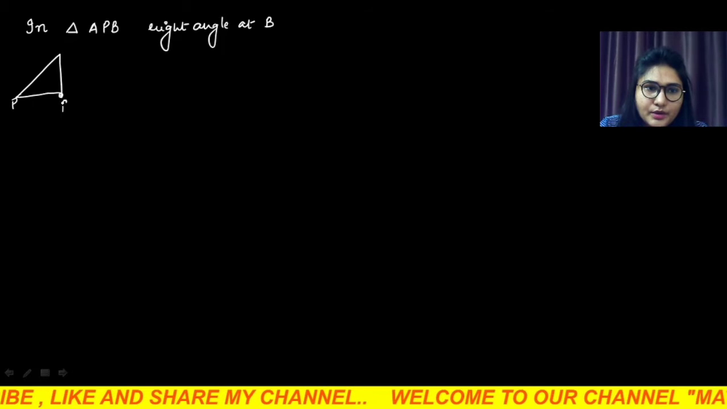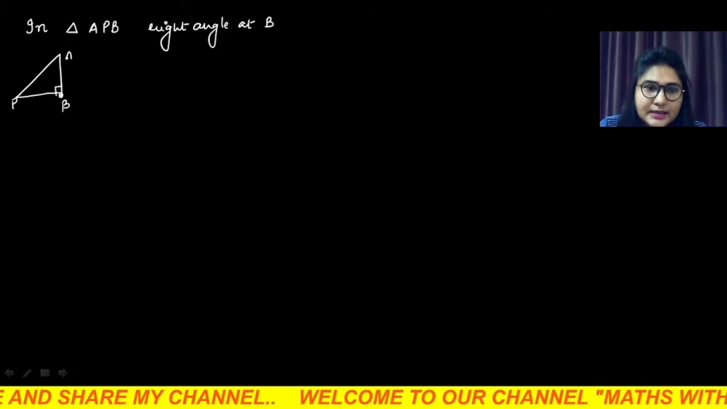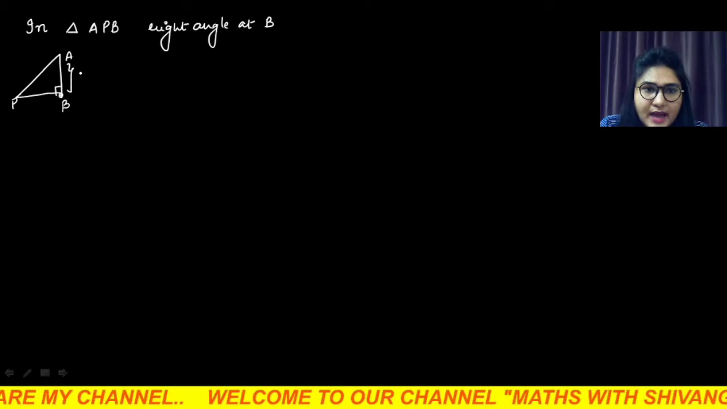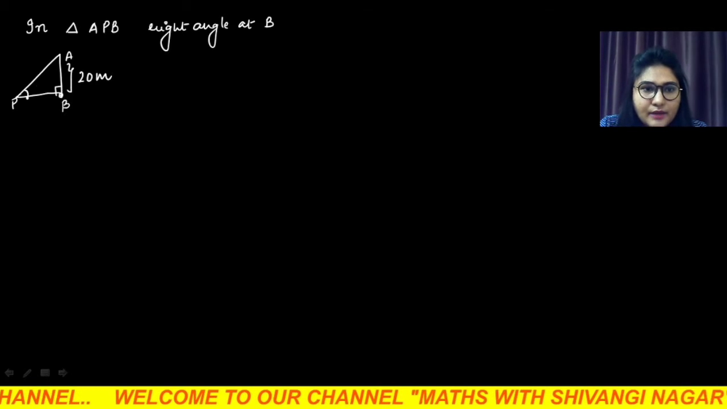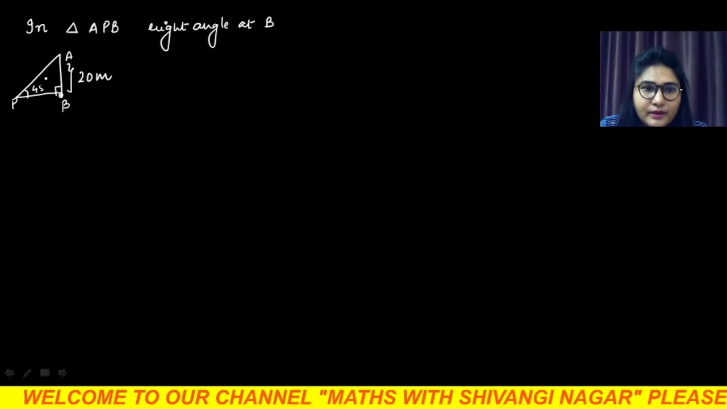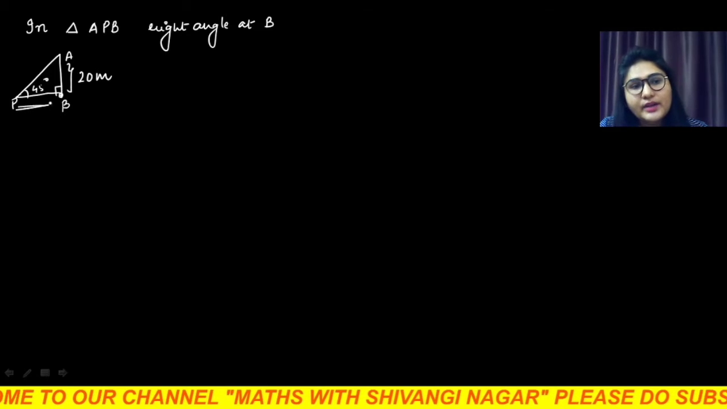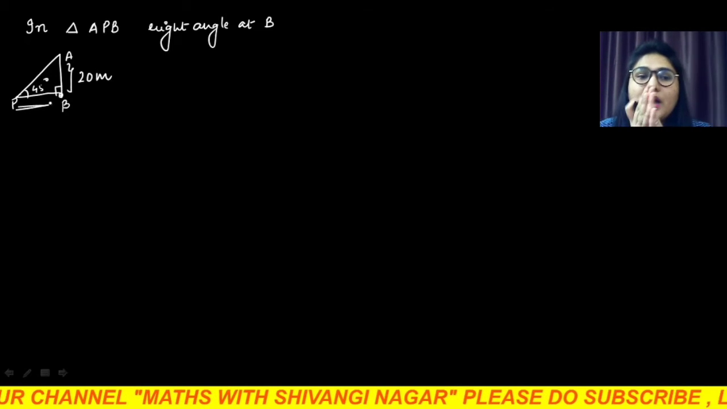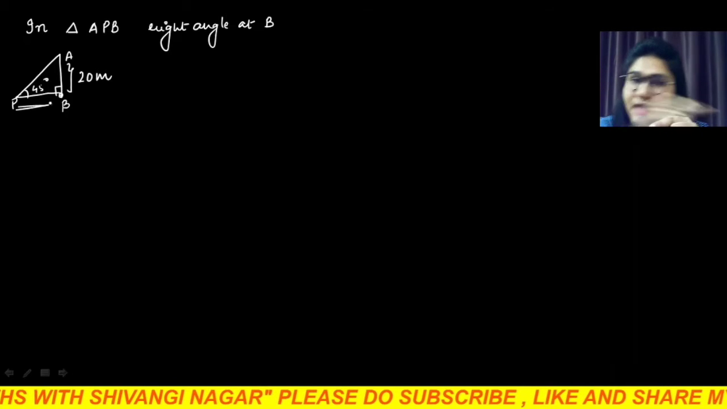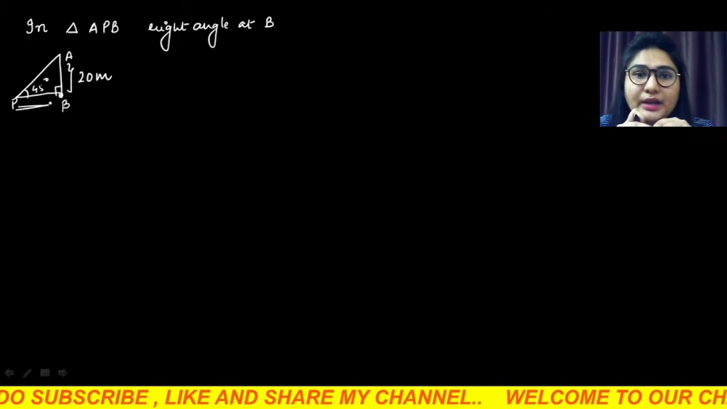So this is your point P, this is your point B, which is at right angle, and this is your point A. We are given that AB is 20 meter and we are given that APB is 45 degree. Now see, to calculate this PB, AB is the opposite side of angle 45 and PB is the adjacent side of the angle 45. So opposite and adjacent side relation bears which trigonometric ratio? Tan ratio.